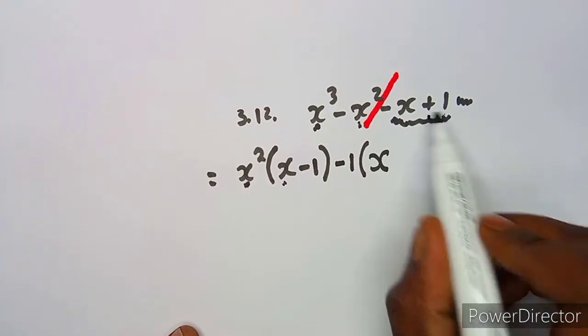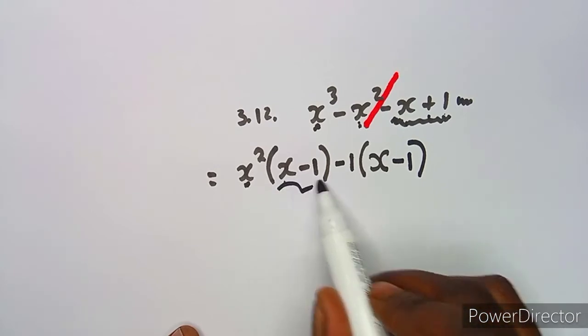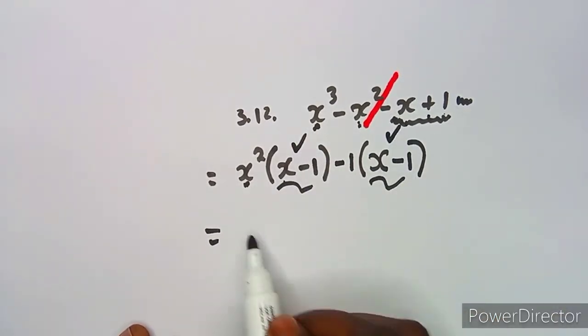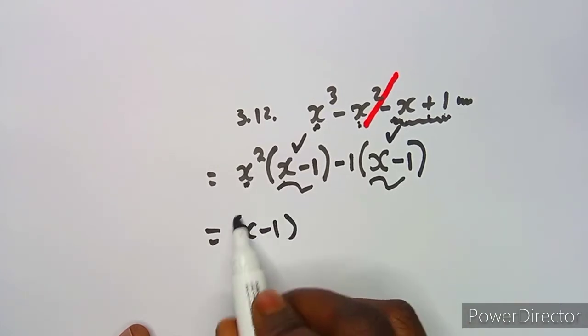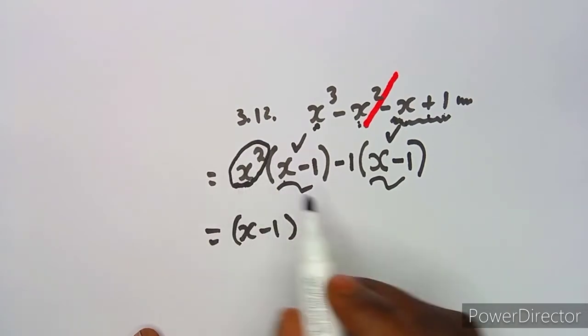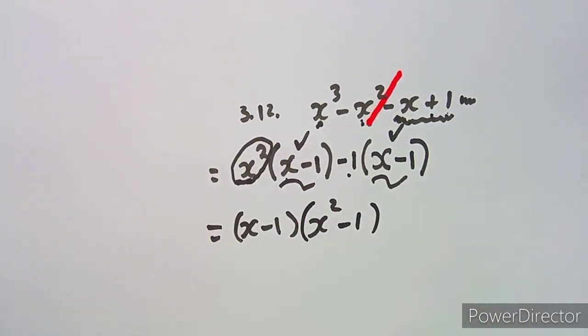All right, plus 1 divided by minus 1 is minus 1. As you can see, these 2 brackets are now the same. So what am I going to do? I factor out this common bracket of x minus 1. What is going to remain? I'm going to remain with x squared minus 1.